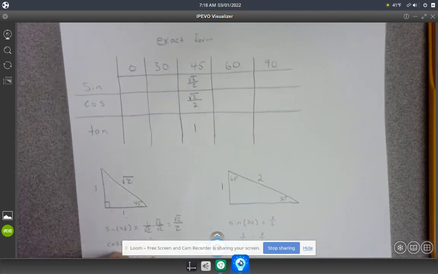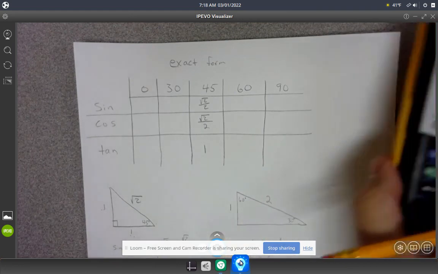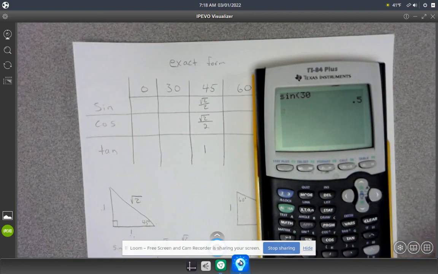So we can get from this picture that sine of 30 is opposite over hypotenuse, or we kind of knew it already, right? Sine of 30 was just 1/2.